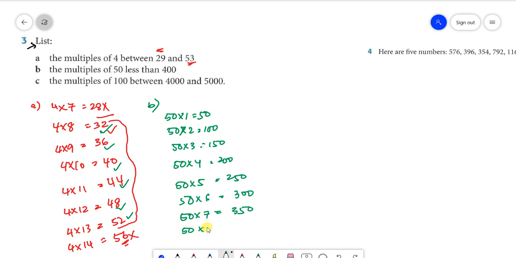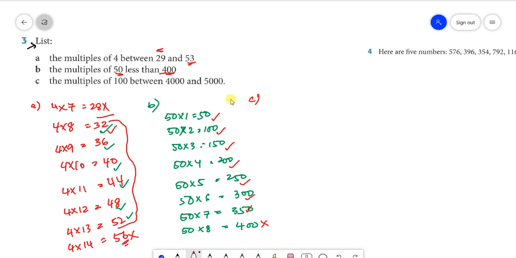50 times 8 is equal to 400. Okay, so the question says the multiples of 50 less than 400. So we have to cancel this out. So the answers are 50, 100, 150, 200, 250, 300, and 350.